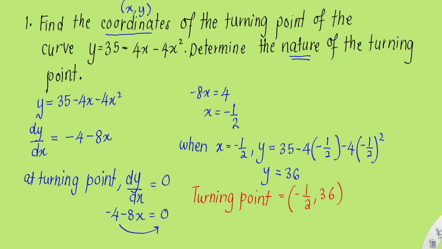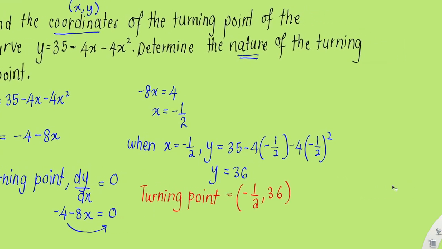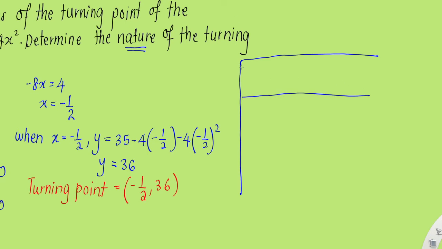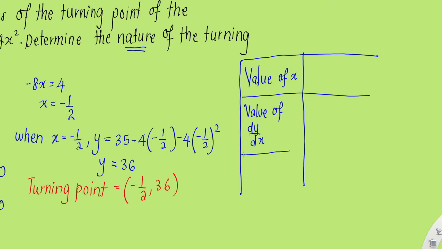Now, to determine whether this is a maximum, the nature, what you're going to do is usually sketch a graph to show that the nature is a maximum point. So we're going to do it this way. First step, you draw a table first, so that it is easy for you to prove that this is a maximum point. For the first row we write the value of x, then the value of dy/dx. Then we will sketch the tangent.